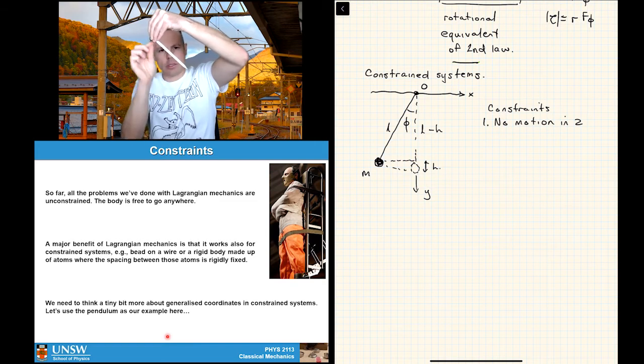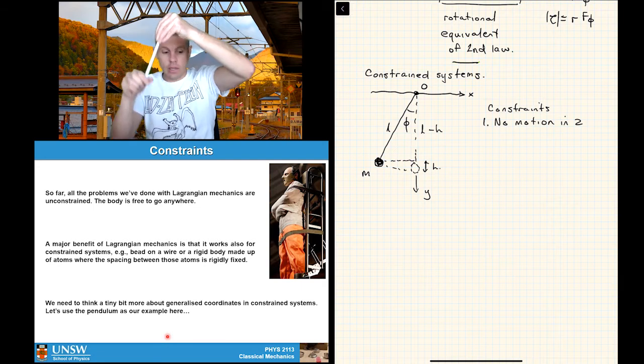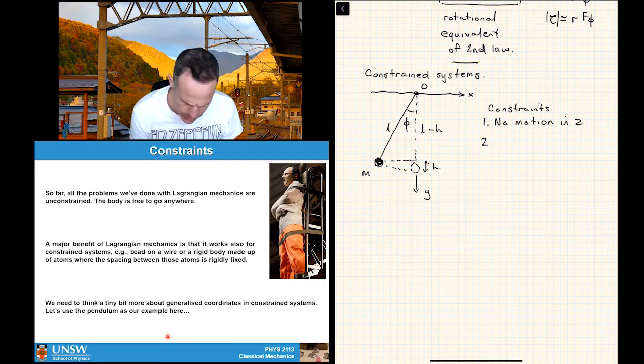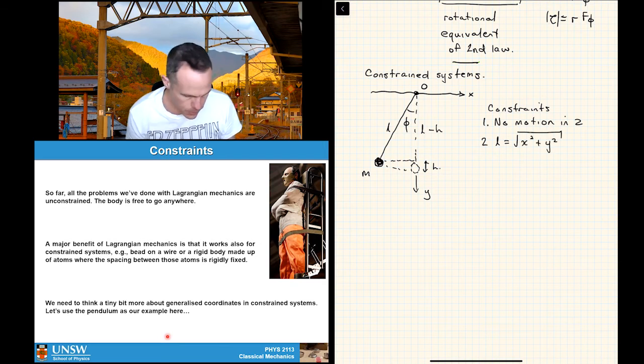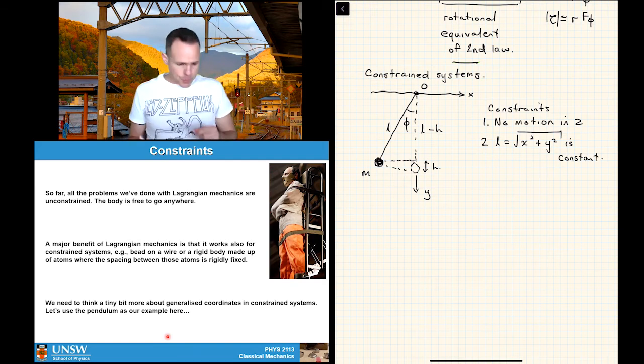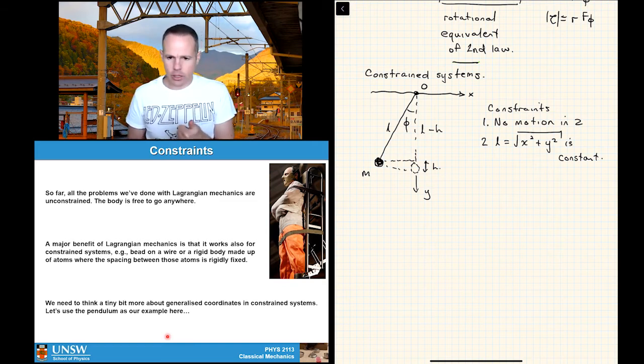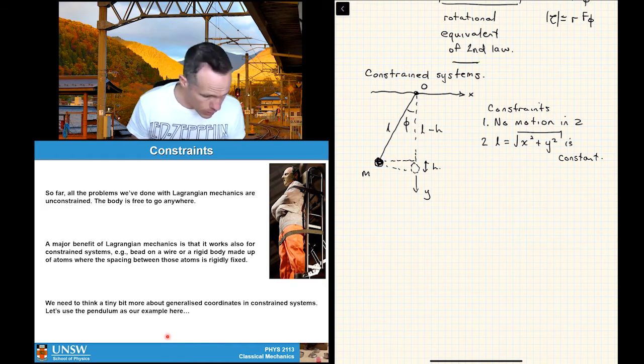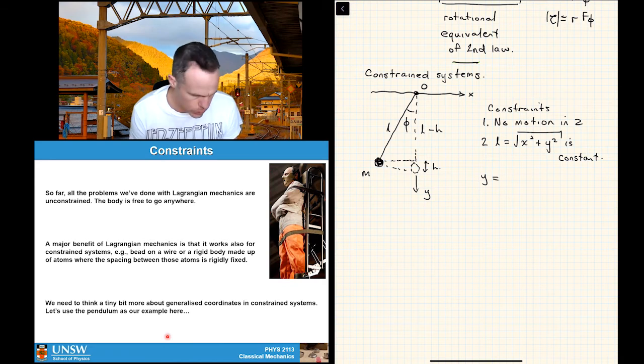So my particle's here, it's got distance L to here. If it's here, it's got a distance L to here. If it's here, it's got a distance L to here, okay? And so basically what we can say is that L, which is equal to the square root of x squared plus y squared, is a constant. And what that means is, from the first constraint, we don't care about z at all. And from the second constraint, what we can do is, if we wanted to, we could just write y as a function of x, right? So y is equal to the square root of L squared minus x squared.